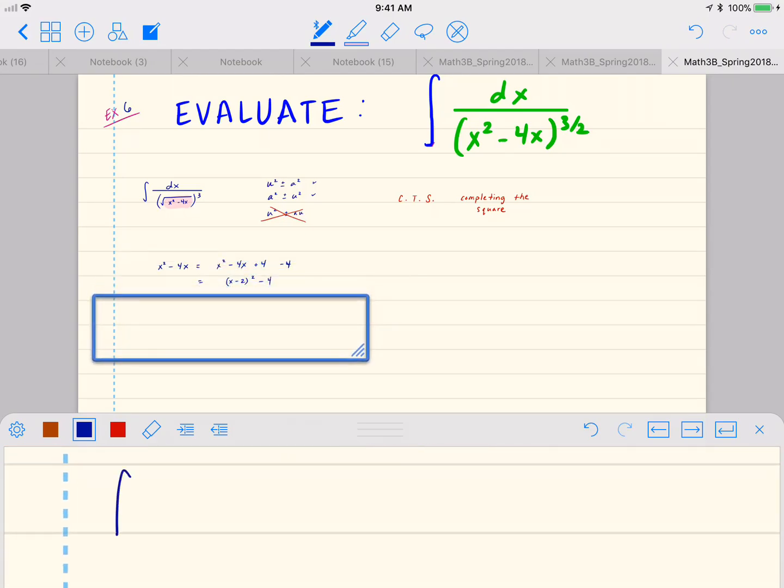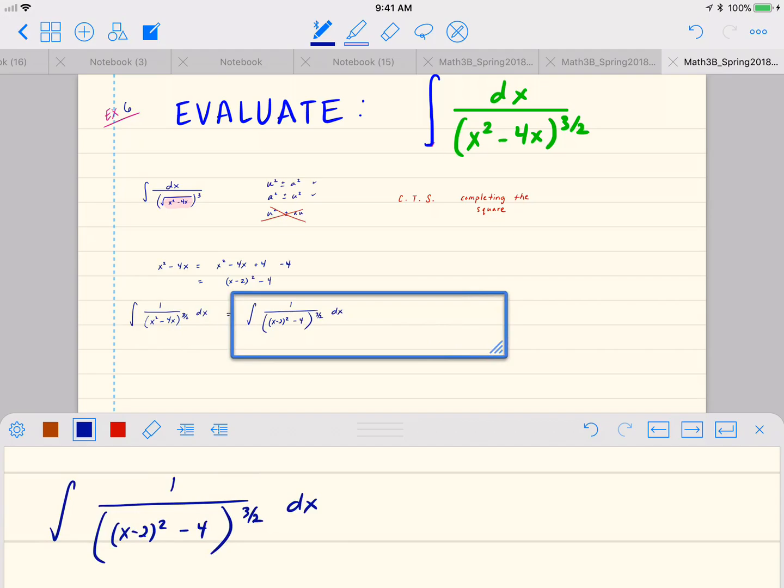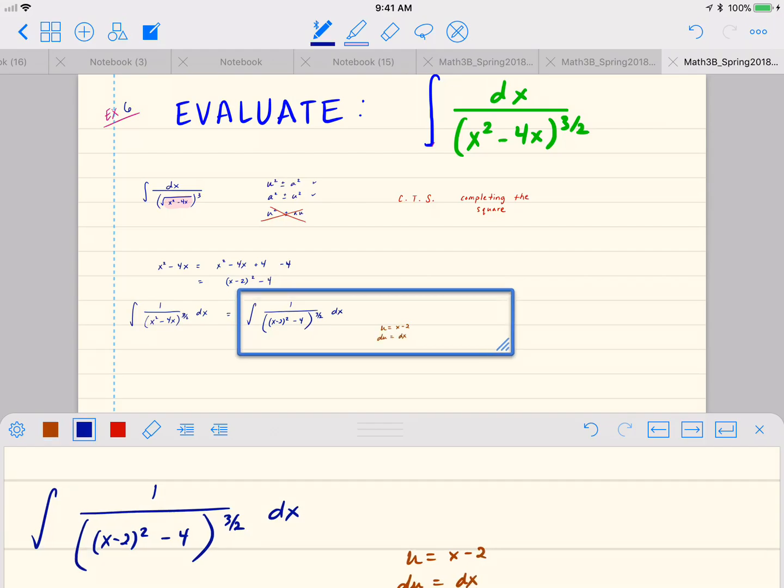So our integral, which is the integral of 1 over x squared minus 4x to the 3 halves dx, we can actually rewrite this as the integral of 1 over x minus 2 squared minus 4 to the power of 3 halves dx. And now, if we do a U-substitution, we're going to let u equal x minus 2, then du is dx. We'll end up with the integral of 1 over u squared minus 4 to the 3 halves du.